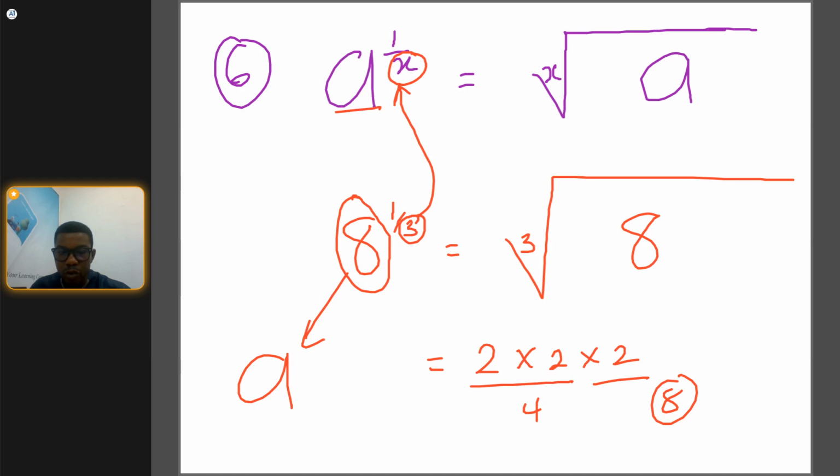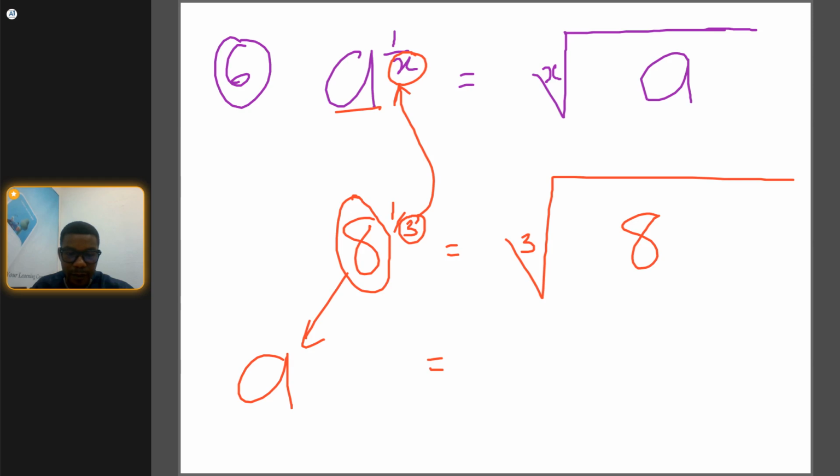2 is the cube root of what? 8. So we have the answer to be what? 2. And if you don't want to use this approach, I can also solve it in this way.